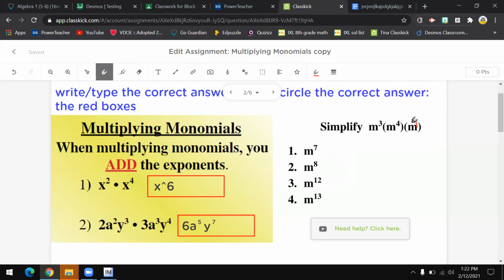Oh gosh, that looks terrible, but that's supposed to be a 1. Let me try again. Maybe if I use my mouse. Okay, yeah, good. This is supposed to be, whenever you have a variable with no exponent, it's always got an exponent of 1, okay? So that's actually m to the first. So same base, you just have to add. So we just have to add 3 plus 4 is 7. 7 plus 1 is 8. That's it. So same base, add.